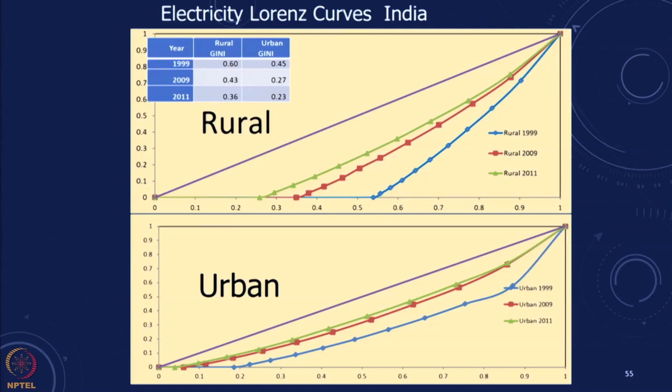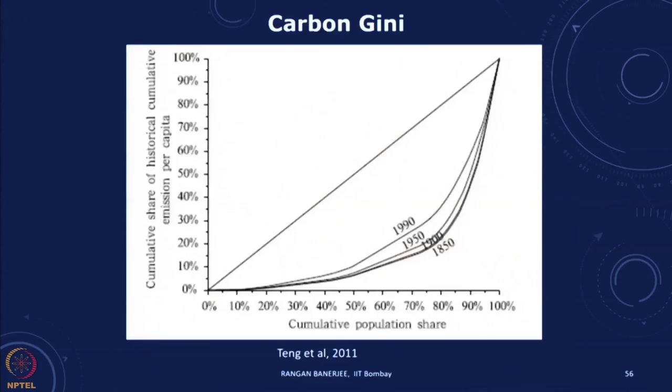We had developed similar curves using the data from the NSSO, and tried to develop Lorenz curves for India. You can see that over a period of time, the inequality in terms of electricity use has been declining, and this has been due to our efforts in providing access and providing electricity, often subsidized electricity for low income users. In the case of urban areas, it is even better in terms of the Lorenz curves. So this shows you the way in which we can map the inequality using Lorenz curves, and from this we can then calculate the Gini coefficients.